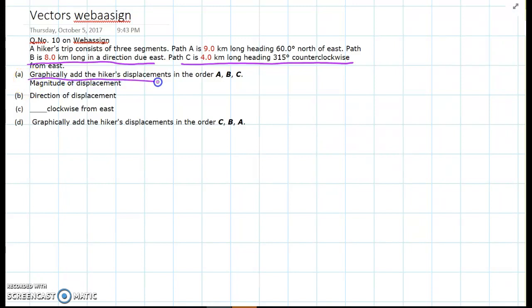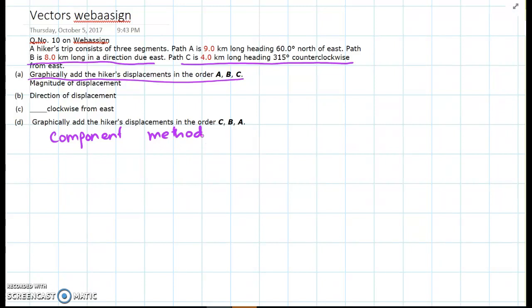If you want to do a graphical addition, you must draw to scale, and therefore you must use a ruler and a protractor. Instead of graphically adding them, we're going to use the component method in order to add these vectors. So in the component method, the first step is to split every vector into the 2 components x and y.